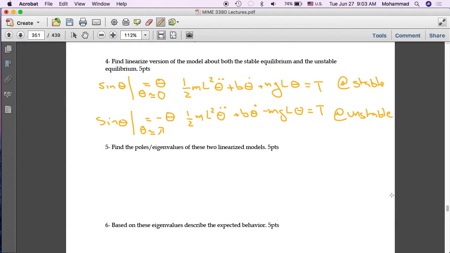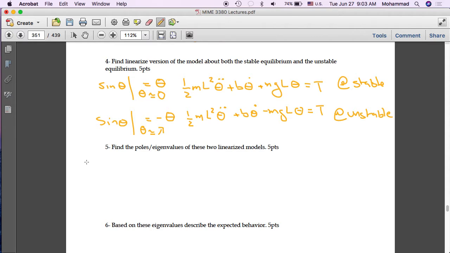And the next step is asking you to find the poles and eigenvalues of each of these two linearized systems. So you can go through the route of poles, which means you have to find the transfer function, or you can go through the eigenvalues route, which means you have to find matrix A. Either of the two would give you the exact same answer. So let's go through the route of transfer function. What you need to do is take each of these two differential equations into Laplace domain.